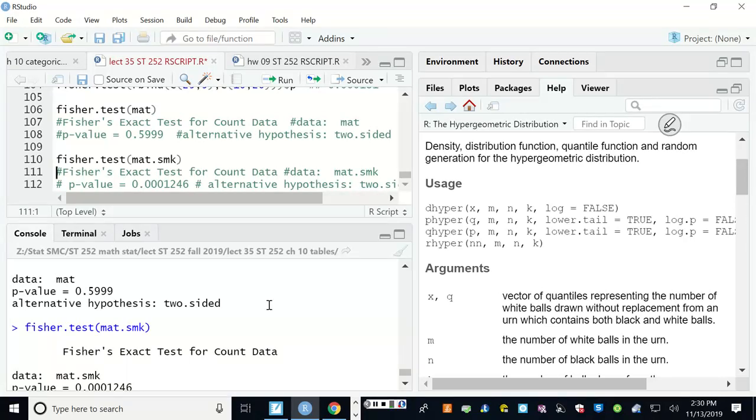Why is it called the exact test? Exact probability calculation. It adds up the probability of those tables, and the chi-square is an approximation.